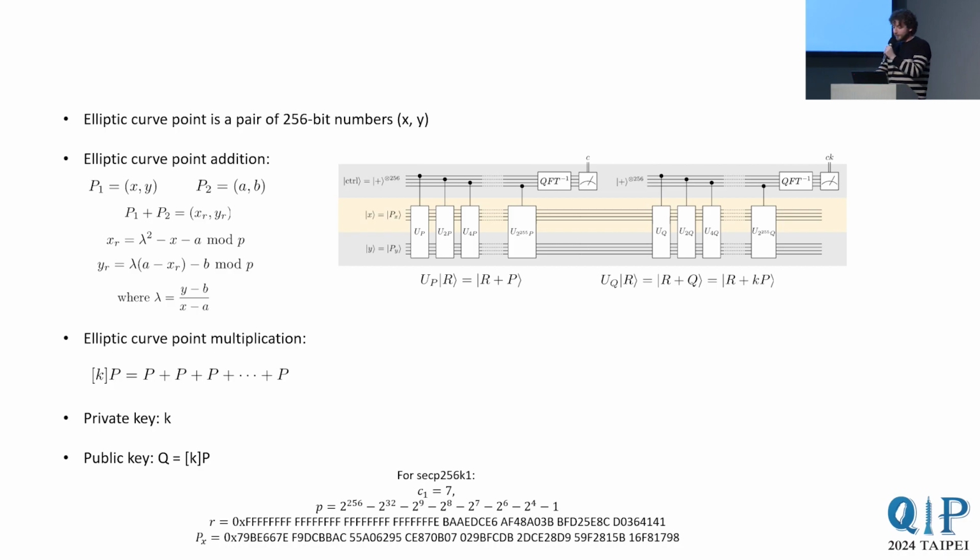Now, on a quantum computer, you can run Shor's algorithm to compute the private key, knowing only the public key and the base point p. And here's the quantum circuit of the algorithm. The circuit consists of 2 phase estimation steps.